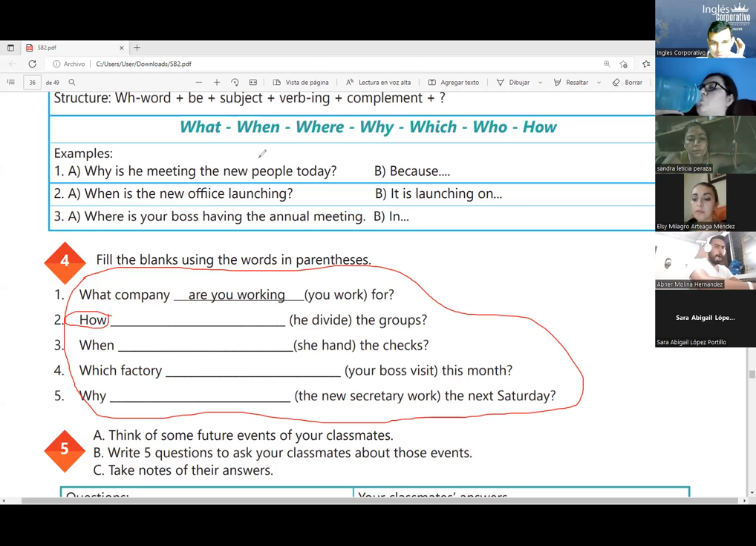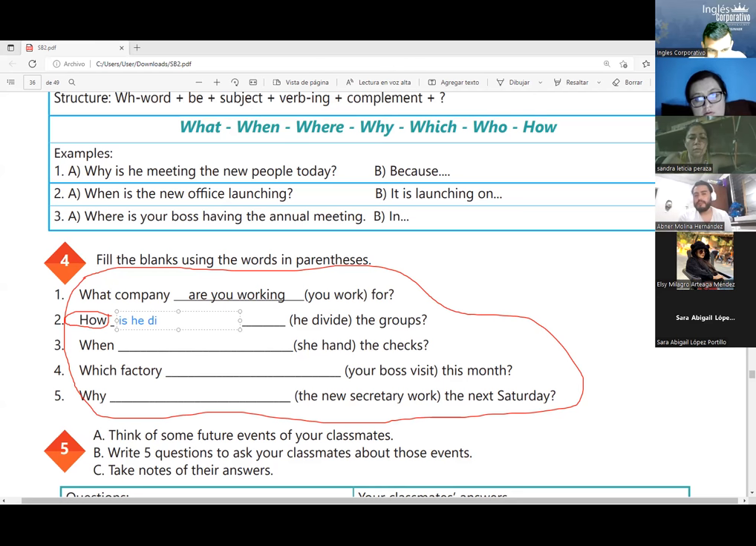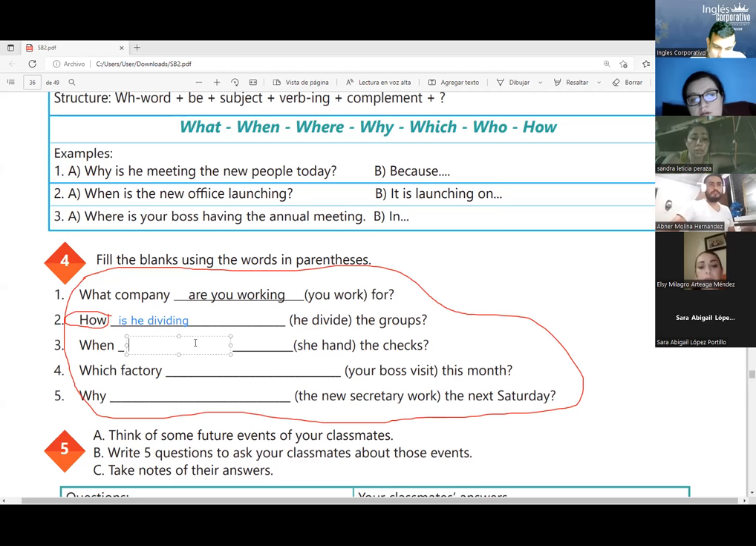Okay, who wants to try number 2? How is he? Dividing. Very good. Number 3. When is she hunting? You need the verb to be. Is. When is she hunting? Very good. Which factory?